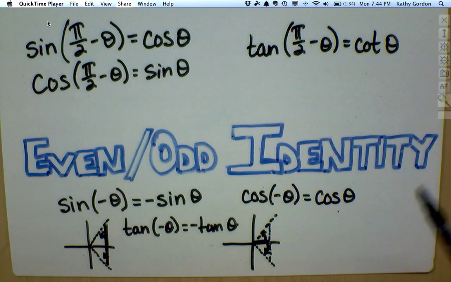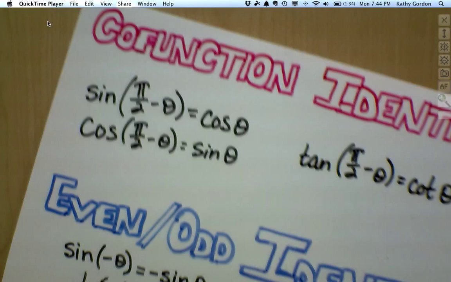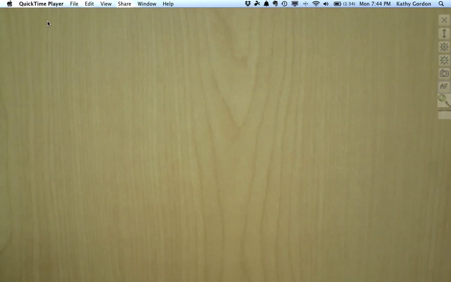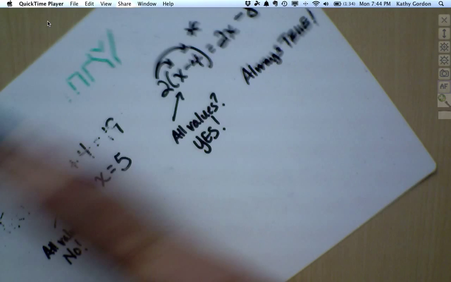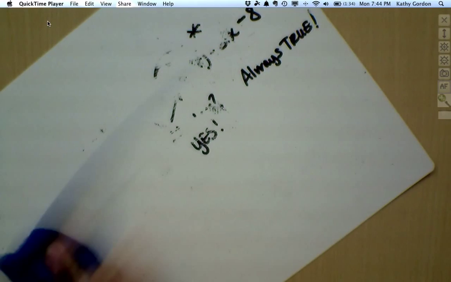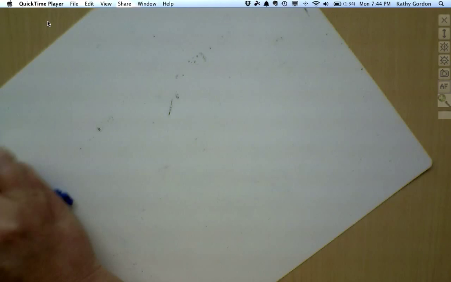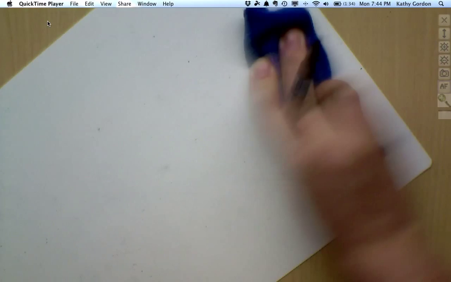All right, so how do we use these identities now? Well, there's a couple of ways you can use them. One of the ways is to actually find answers, find values. Things like this. You've seen this kind of problem before, but identities give us a new approach to this problem.